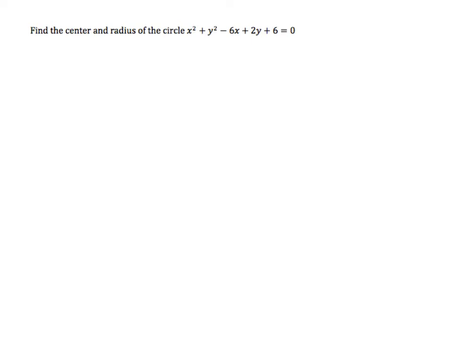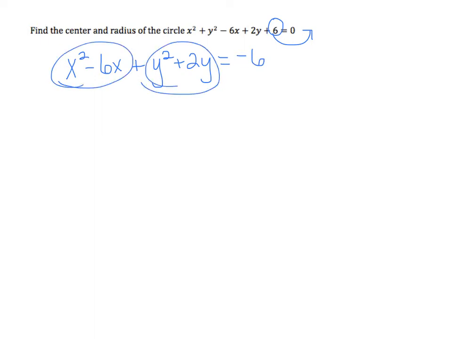It gets a little trickier when our equation is not in that really nice tidy form that we had before. What you have to do on something like this, you guys are going to love it, is complete the square. So I like to rewrite these. I would get x squared minus 6x plus y squared plus 2y. I'm going to take that 6 and bring it over to the other side. That's equal to -6. Now I have to complete the square twice.